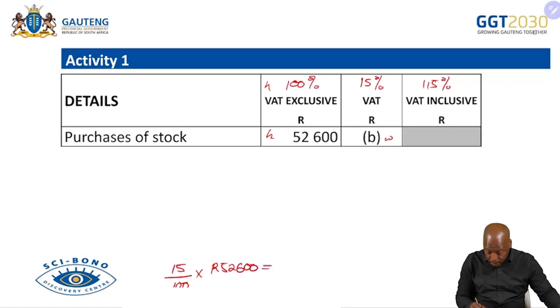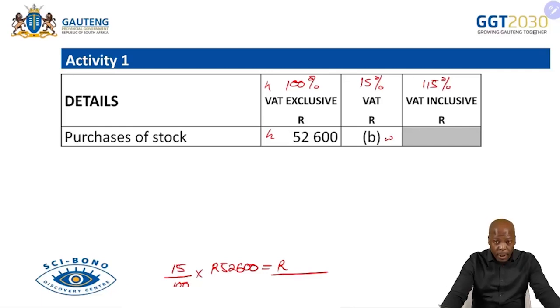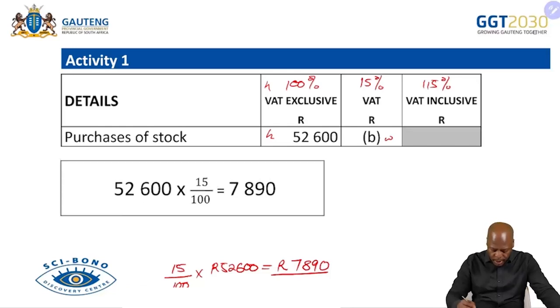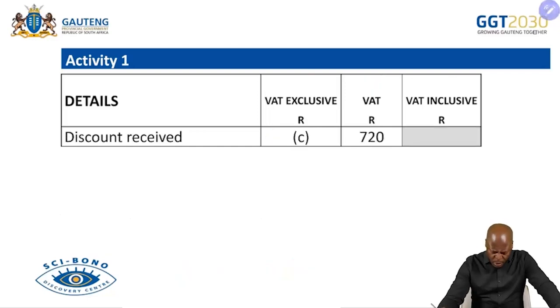52,600 rands. Someone please punch in the calculator. Give me the figure. How much do we get? Okay, thank you. Someone is saying we get 7,890. That therefore becomes our VAT amount. All right, there it is, 7,890. Let's quickly go on to the next one.